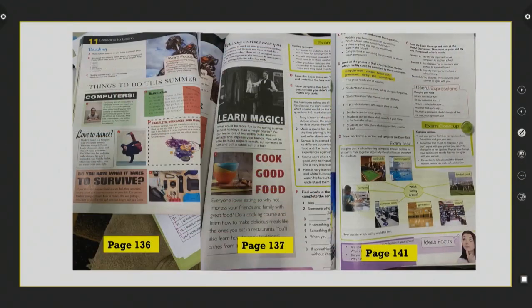Madam Farah, before we proceed any further, are my friends ready with their textbooks? And everyone at home watching as well, do take out your textbooks and turn to page 136. Pages 137 and 141 will also be used for today's class.